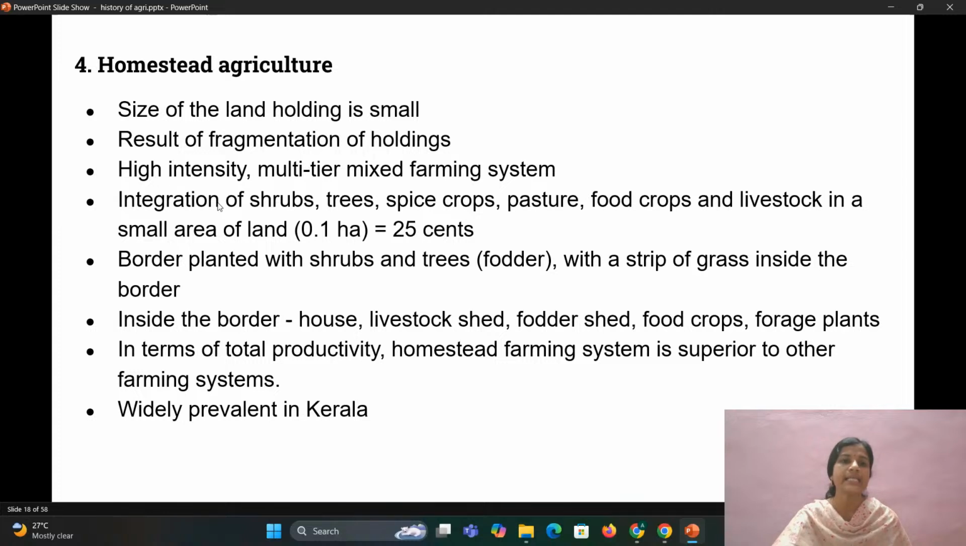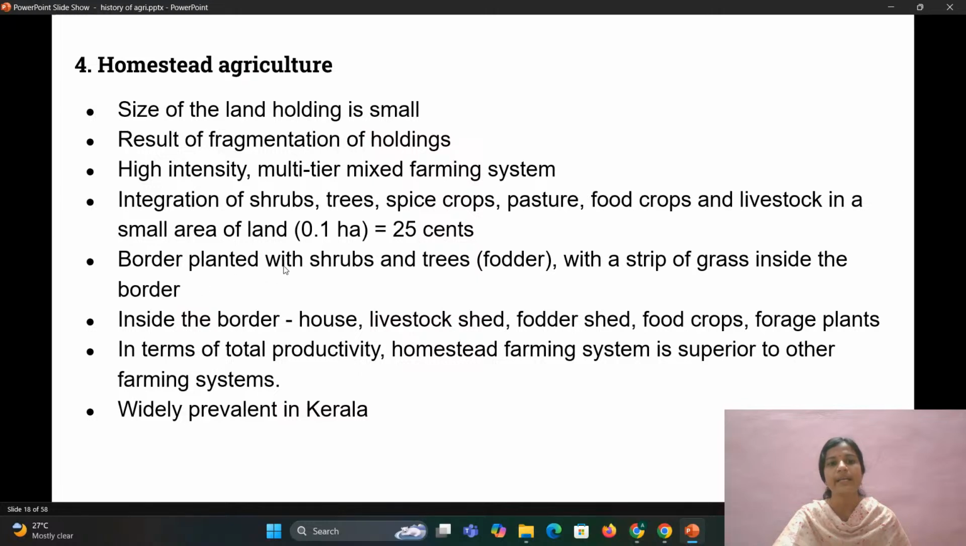So we can say that it is an integration of shrubs, trees, spice crops, pastures, food crops and livestock in a small area of land, that is 0.1 hectares or 25 cents. We can say that the average area of a homestead agricultural system is 25 cents or 0.1 hectares. So different types of plants like shrubs, trees, then grasses and livestock will coexist in a small piece of land.